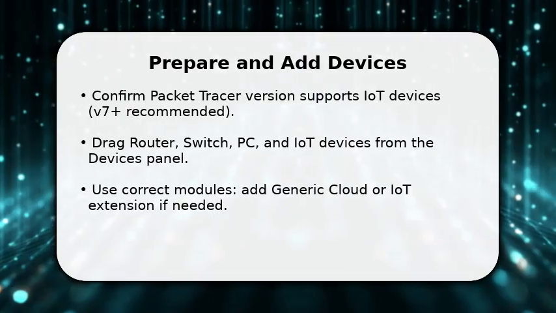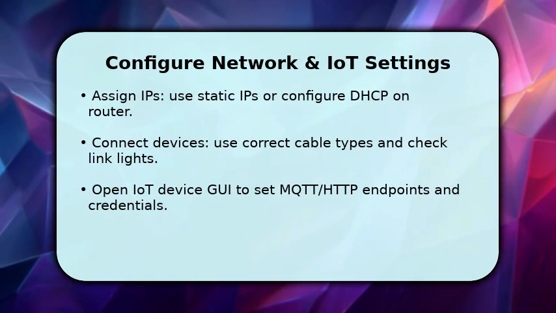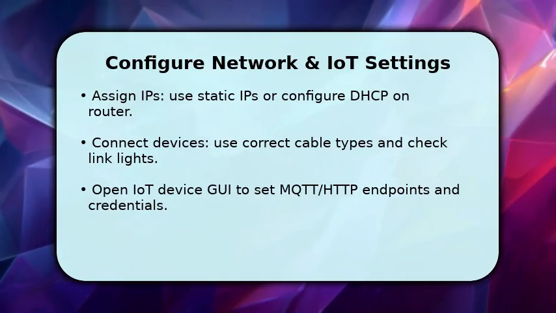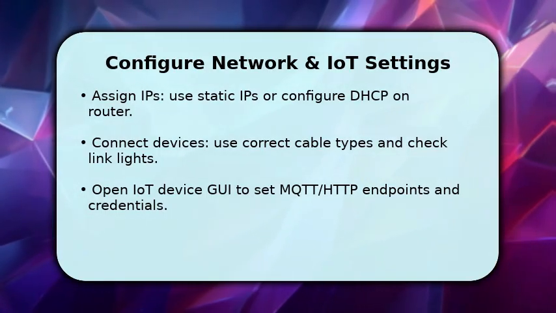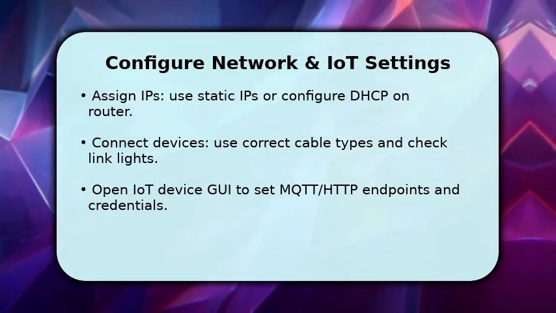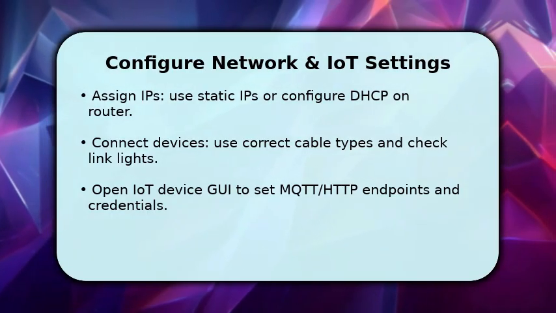Now connect devices and set addressing. Assign static IPs or enable DHCP on the router, then verify subnet masks match. Once connected with proper cables, confirm link lights and test basic ping between PC and router.